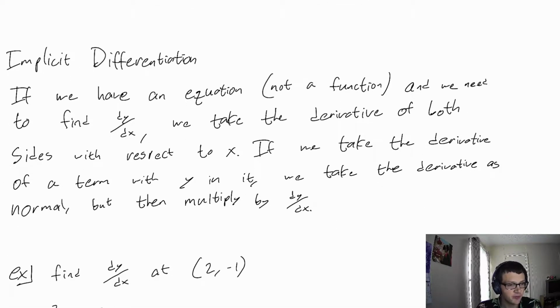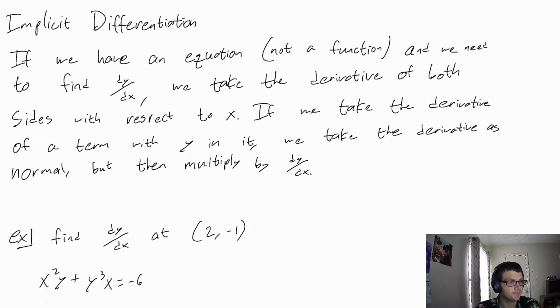All right, but with that out of the way, let's talk about implicit differentiation. So implicit differentiation happens if we have an equation, notably not a function, an equation, and we need to find dy dx. And in order to do that, we're going to take the derivative of both sides with respect to x. And if we come across a term with a y in it, we take the derivative as usual, but we have to multiply by a dy dx. Okay? So I have two examples here. Let's take a look at both of them in action.